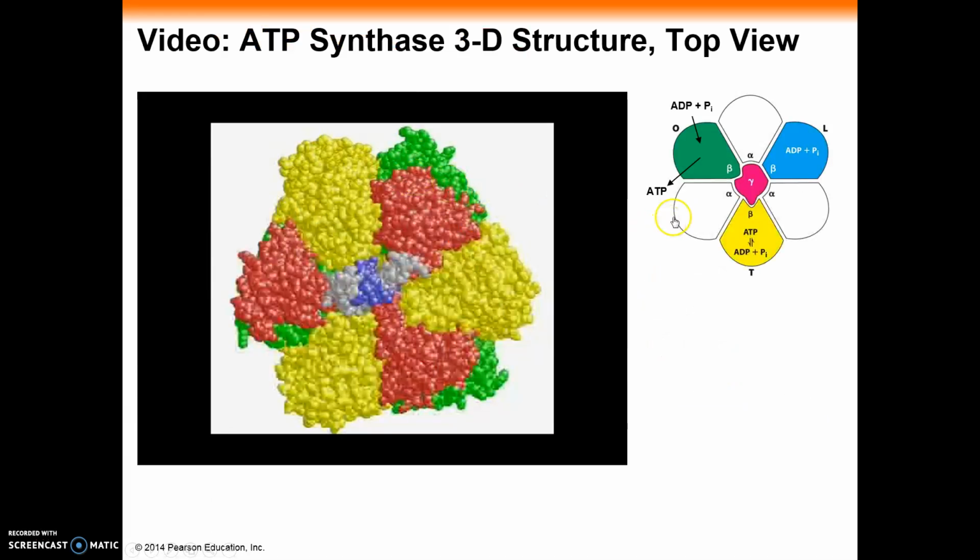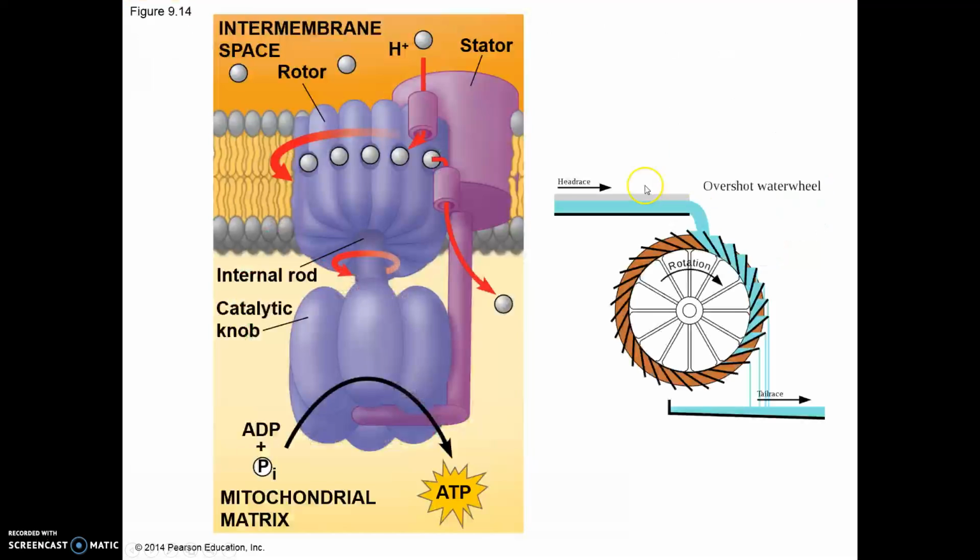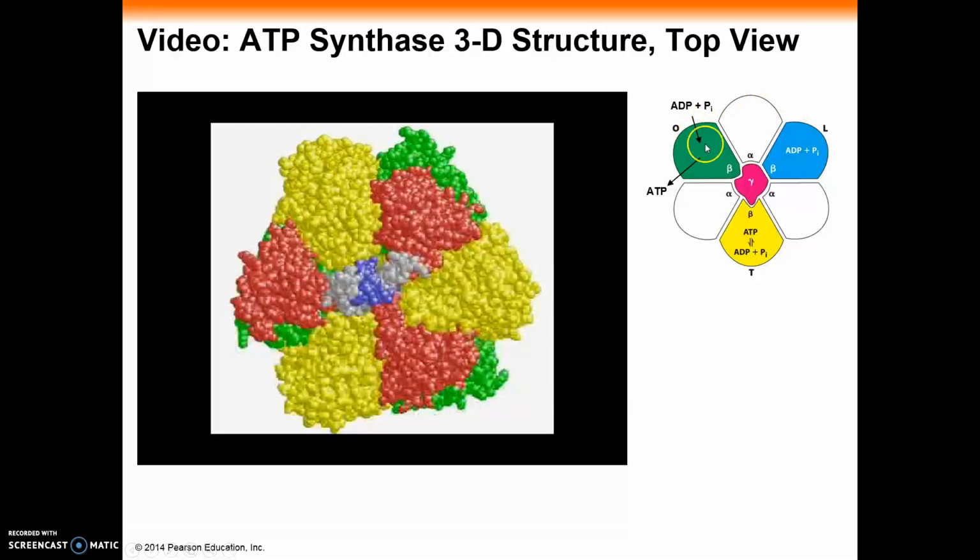Now, if we take a look at the post that sticks down through the middle of this complex right here, this catalytic knob. So here is the catalytic knob. Here is that internal post. Notice that it is asymmetrical. Okay. The catalytic knob, it's made up of alpha and beta subunits. So here's one pair, here's another pair, and here's another pair. The beta subunit is actually responsible for ATP formation.